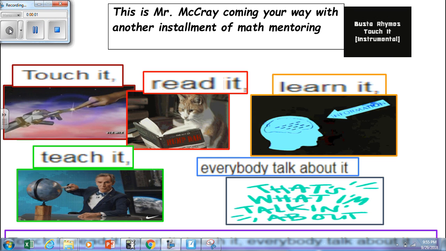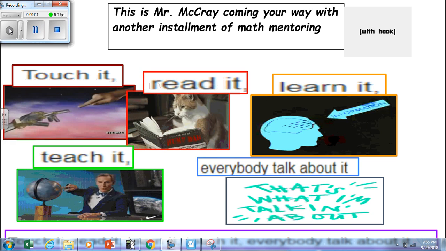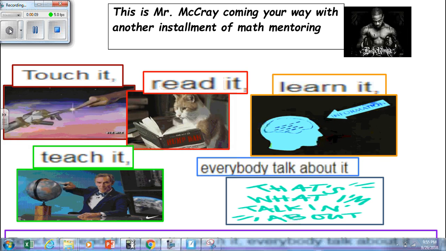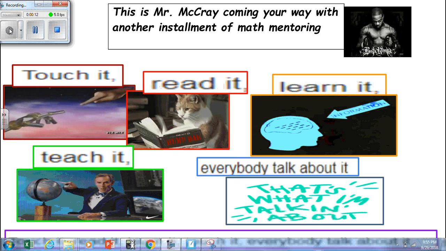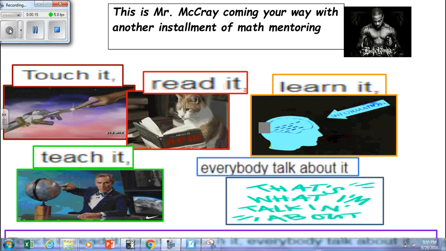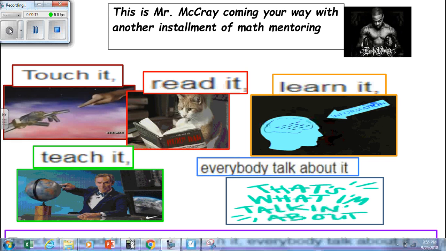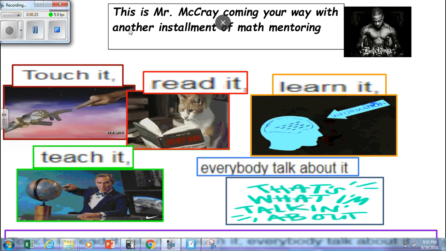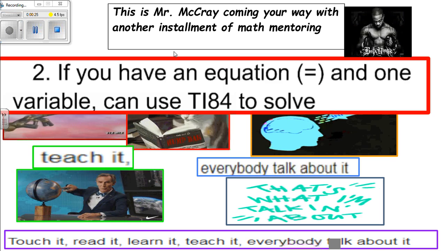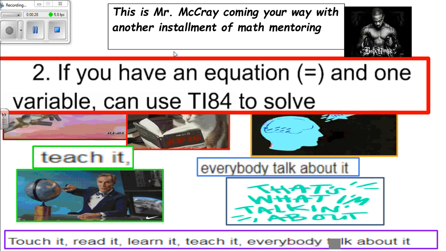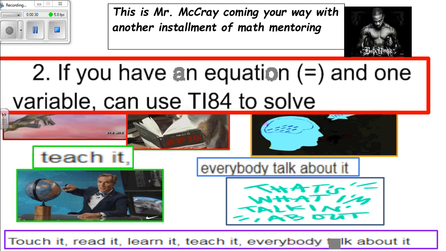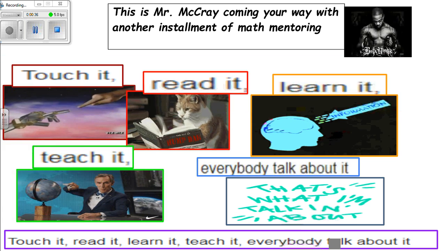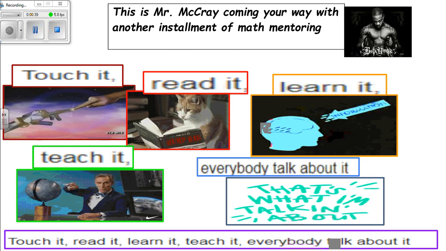Coming to you with another installment of Math Mentoring, and our learning target for today: if you have an equation with one variable, you can use your TI-84 to solve it. All right, so the problem that we have here is 2x minus 15 equals 43.